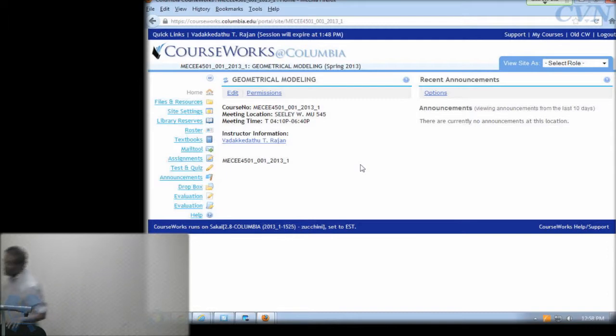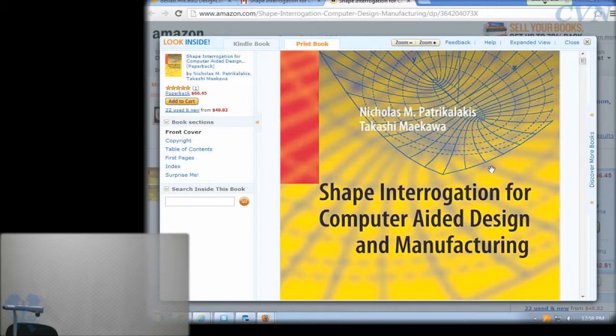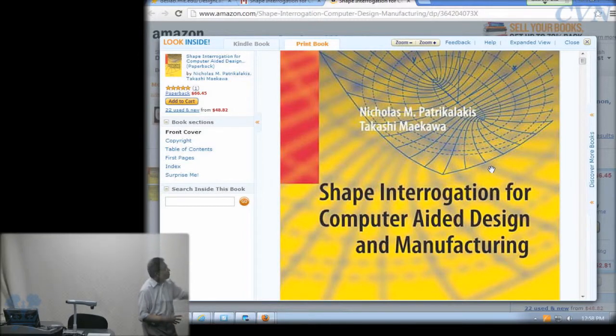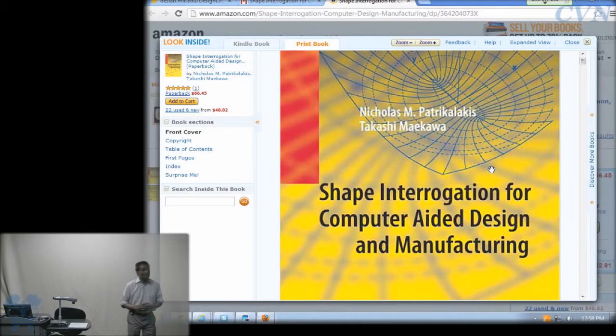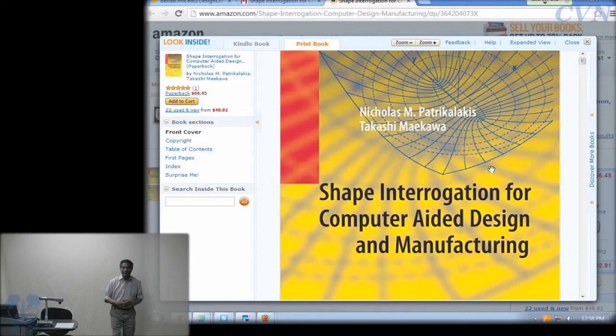The textbook we use in this course is called Shape Interrogation for Computer-Aided Design and Manufacturing. It's by Professor Patrikalakis, who is from MIT. He teaches a similar course at MIT, and you can look up that website for some more information.